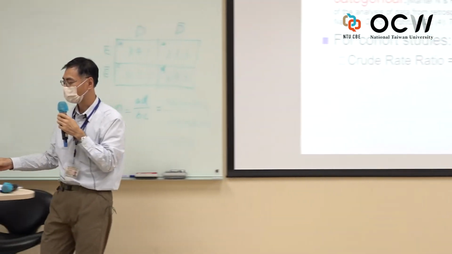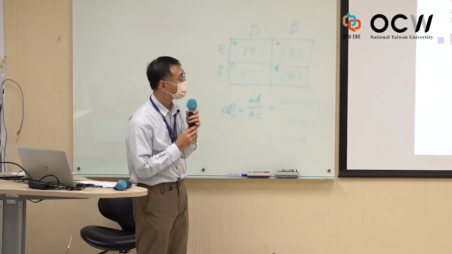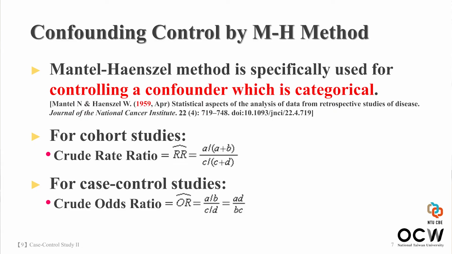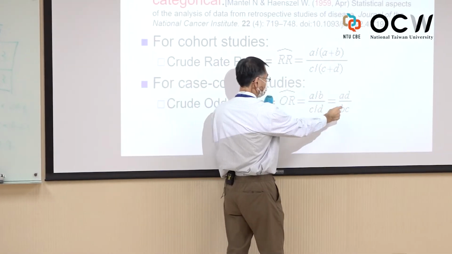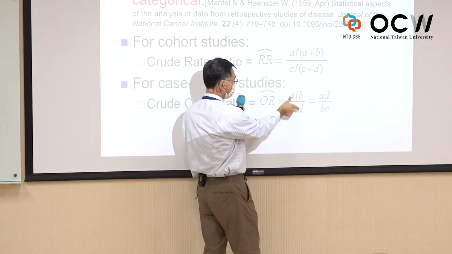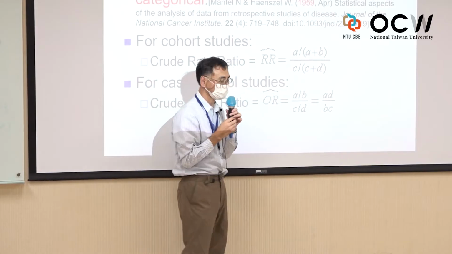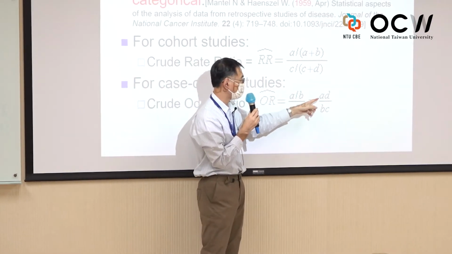Now that's math. For case control study, it's AD over BC, right? Now that's the same. The closer ones could be moved to the bottom, and the apart ones put to the top. So they are the numerator and denominator.